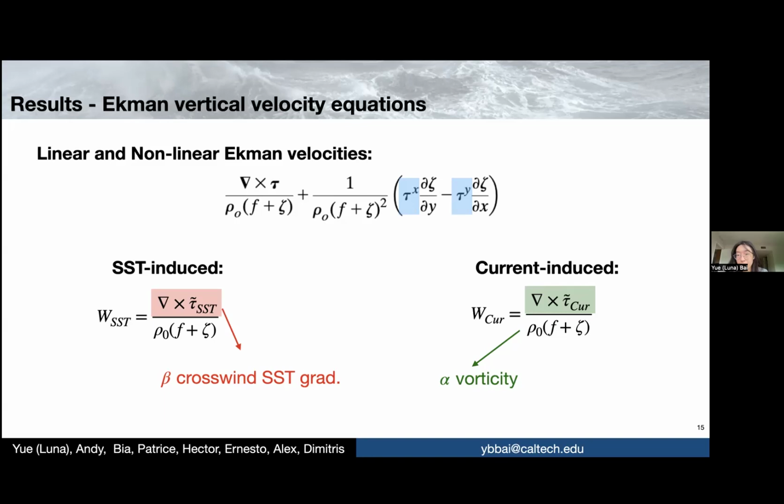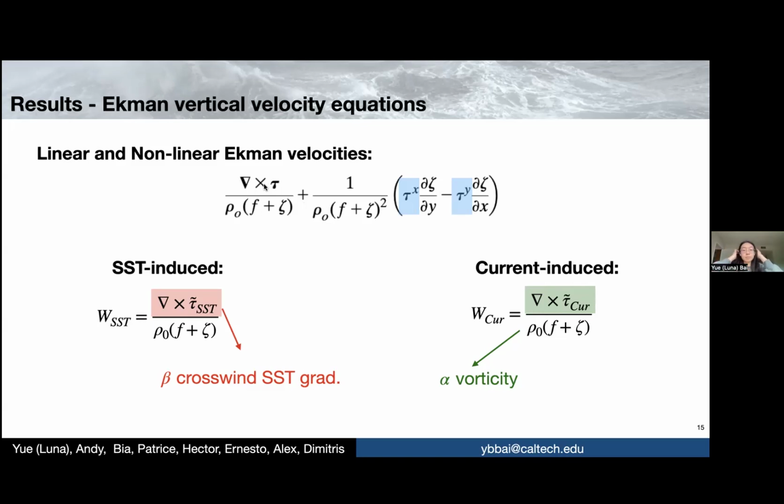The second main thing that we want to do is to isolate the current-induced and the SST-induced components for both the linear and nonlinear Ekman vertical velocities. So we just want to see the individual contribution of the SST and current-induced feedbacks and their impact on the vertical velocities. From all those previous studies, we can see that this can be done for the linear Ekman vertical velocity.